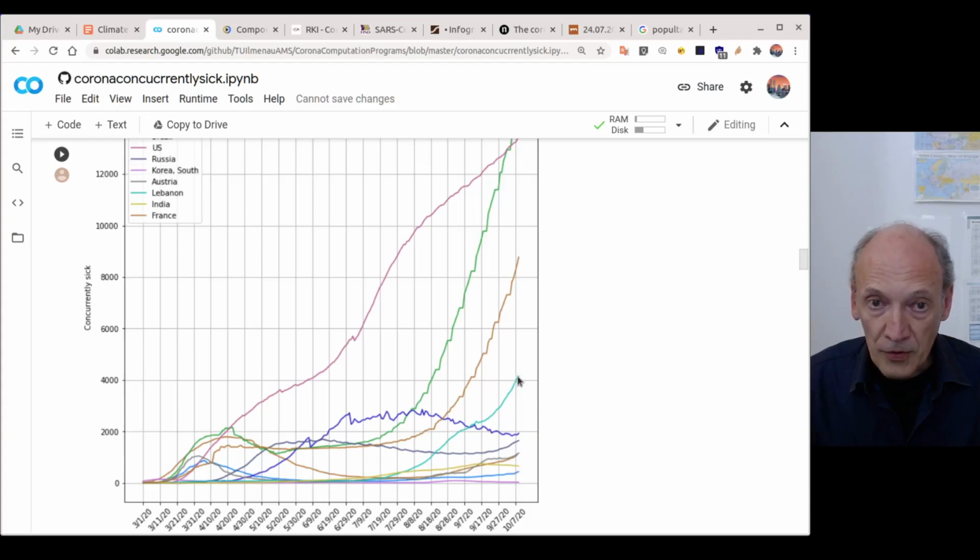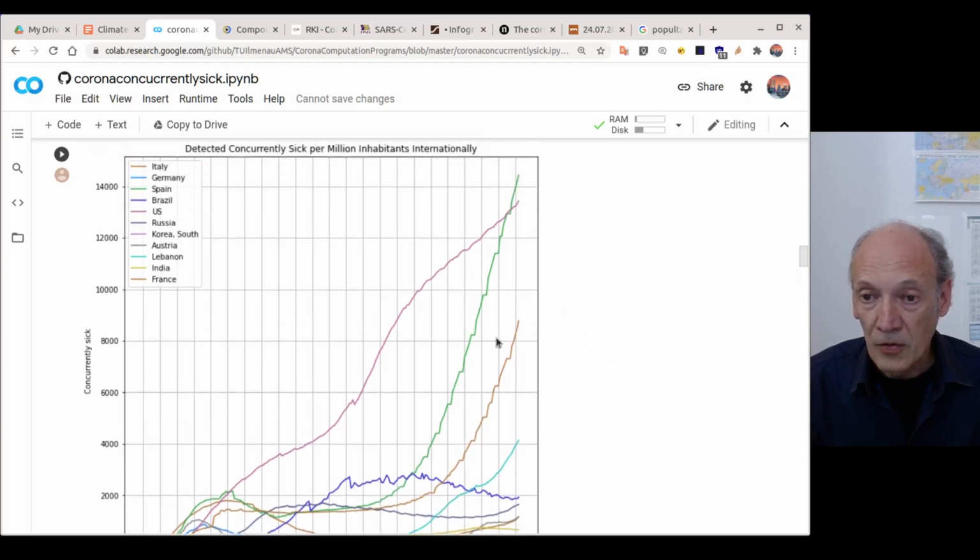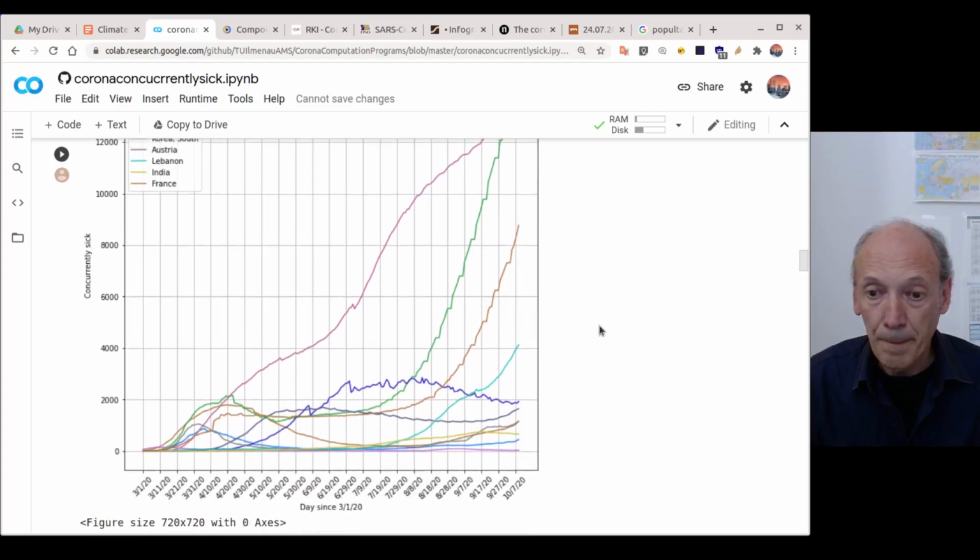Right, so here, for instance, this is Lebanon. Lebanon also has a problem. But worse is this one here, which is France. France has a similar trend as Spain, just a few days behind. So that's also troublesome because it seems it's getting out of control.